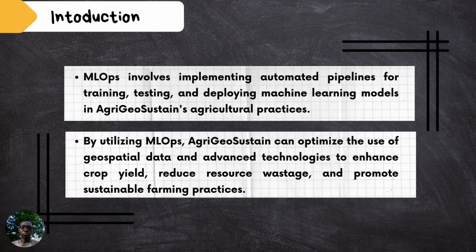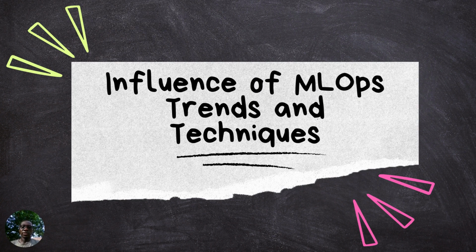So in our presentation today, we are in fact focusing on the MLOps, that involves implementing automated pipelines for training, testing, deploying machine learning models, and the practices at large. By utilizing these MLOps, AgriGeo Sustain can optimize the use of geospatial data and advanced technologies to advance crop yield, thereby reducing resource wastage and promoting sustainable farming practices. So, how does it influence the MLOps trends and techniques?